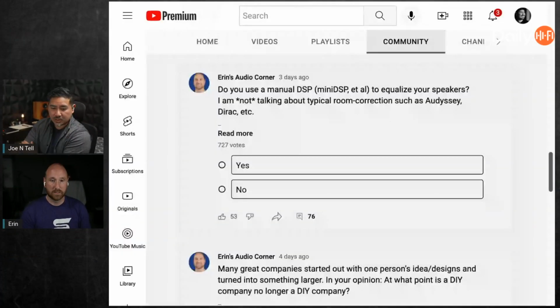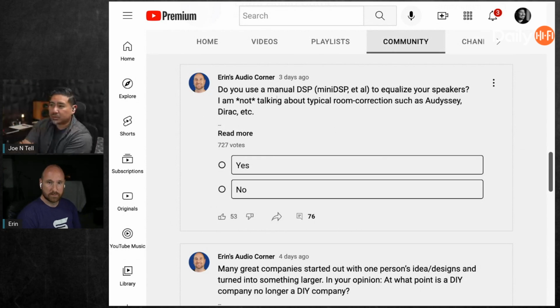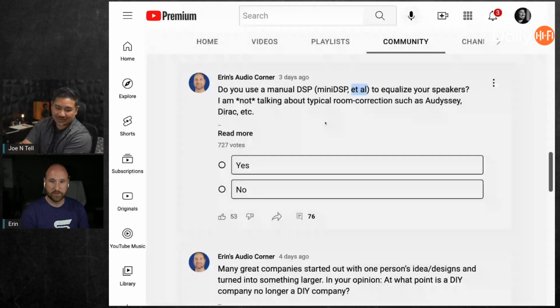Here, I'll share it here. I have not voted because I think most of the people here know what I would vote on. Yeah, let's just do it now. Do you use manual DSP, miniDSP, to equalize your speakers? What does this mean again? This is like a super nerdy thing. Like, in addition to, or other than?